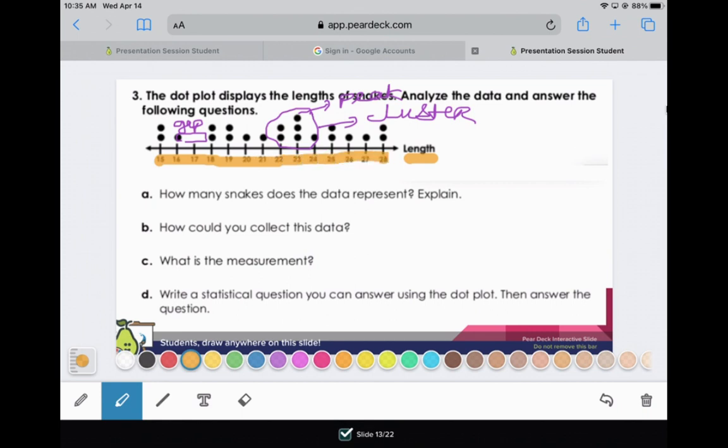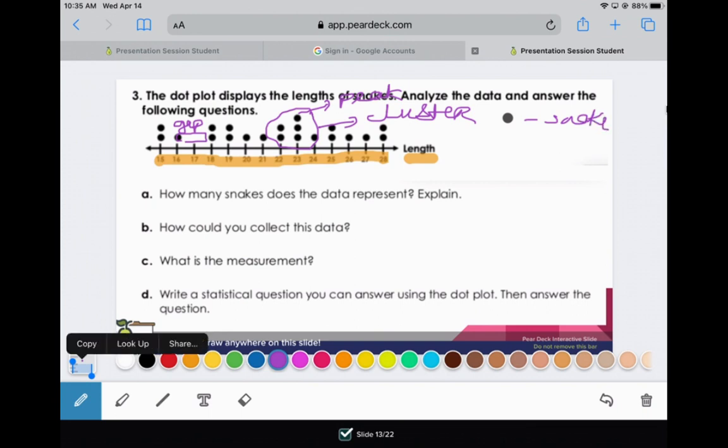Now for each dot, they tell you the dot represents one snake. So I'm going to put over here, one dot represents one snake. Right? Okay. So for the one with length 15, I have two snakes. For the one with 16 units long, I have one snake, right? Then we have 18, I have two snakes. The one with 19 units long, I have two snakes. So each dot represents one snake.